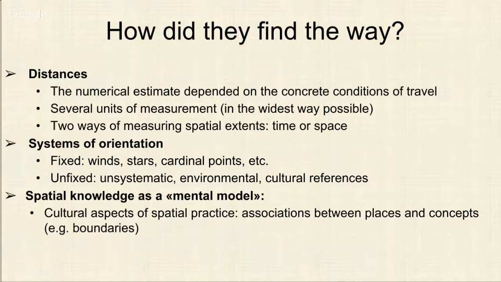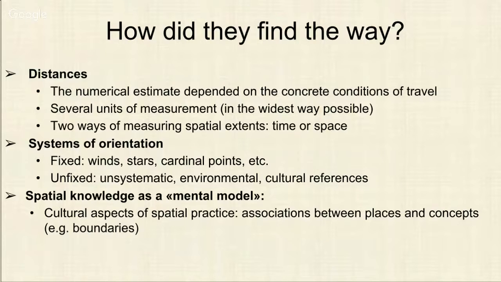Then we have systems of orientation that belong to two different genres. They are essentially fixed, one conventional system of orientation that is made of fixed points that can be winds, stars, cardinal points, compass points, and so on, or unfixed reference points that are obviously subject to environmental or cultural conditioning.